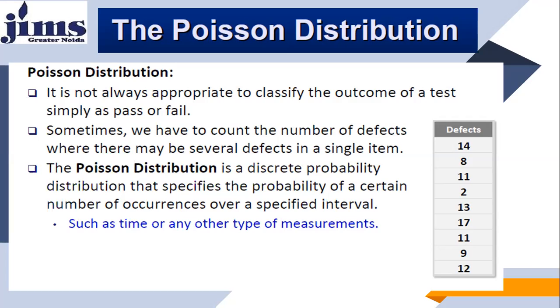There are certain very important points regarding the Poisson distribution. First, it is not always appropriate to classify the outcome of a test simply as pass or fail. Second, sometimes we have to count the number of defects, where there may be several defects in a single item. Third, the Poisson distribution is a discrete probability distribution that specifies the probability of a certain number of occurrences over a specified interval. So these are the three important points regarding the Poisson distribution. Again, I say it is a version of the binomial distribution.